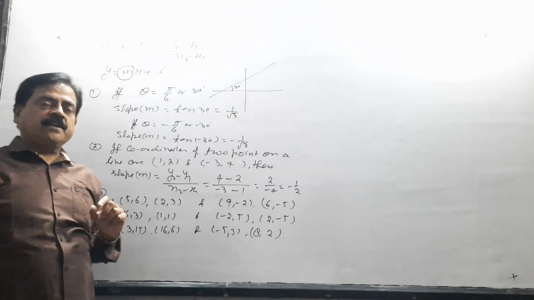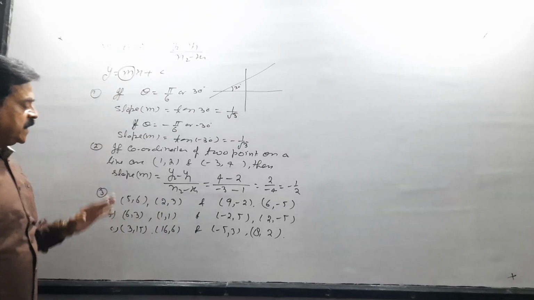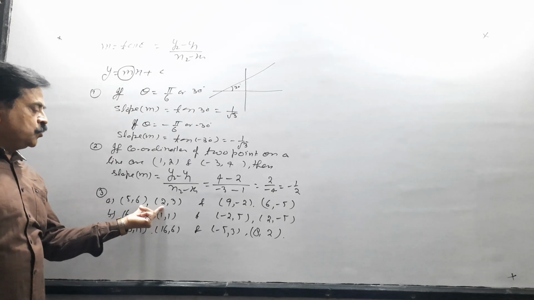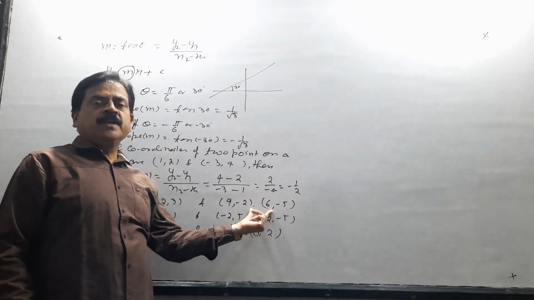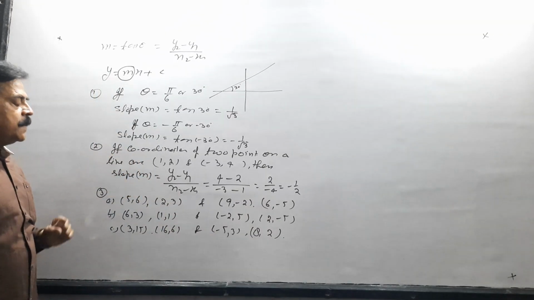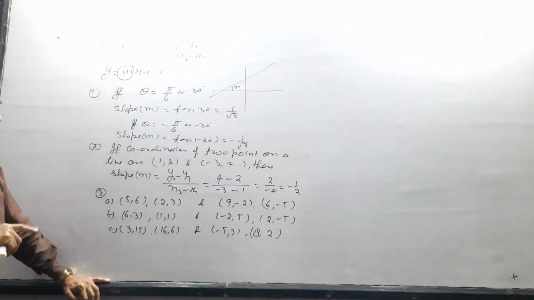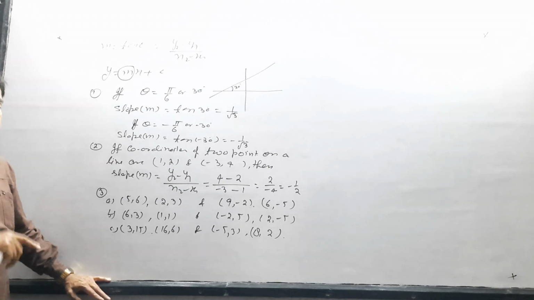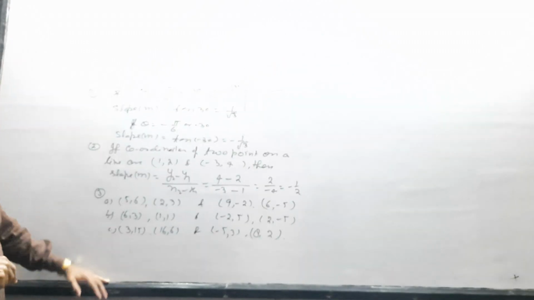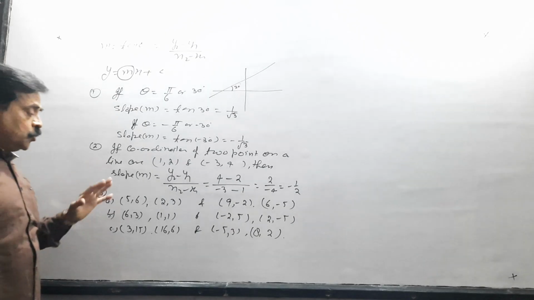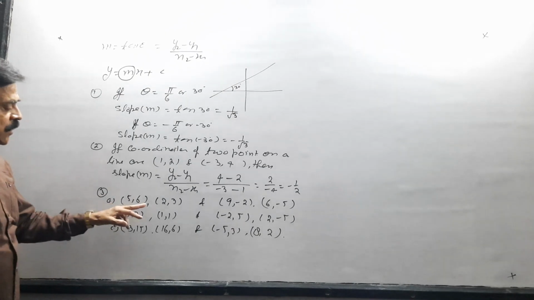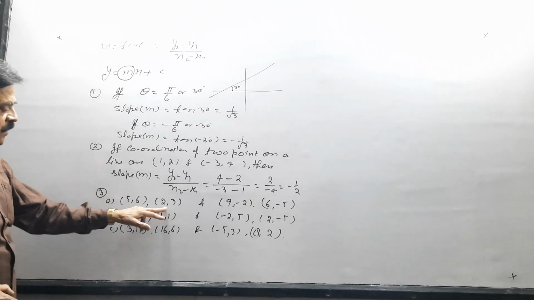In this we have to check two lines. One line is passing through this pair of points and other line is passing through this pair of points. Are they perpendicular to each other, or parallel to each other, or neither perpendicular nor parallel? So to check this, find slope of each line.